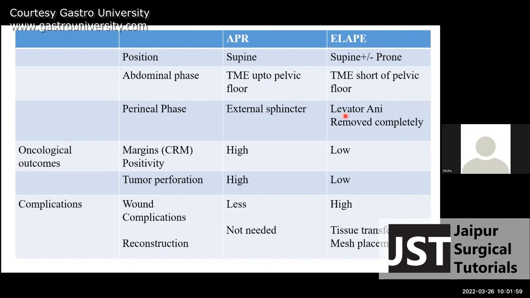So the differences in the oncological outcomes: there are high chances of having a positive CRM on APR if the tumor is very close to the levator ani muscle. But since in ELAPE we are taking it off, the chances of CRM positivity are very low.